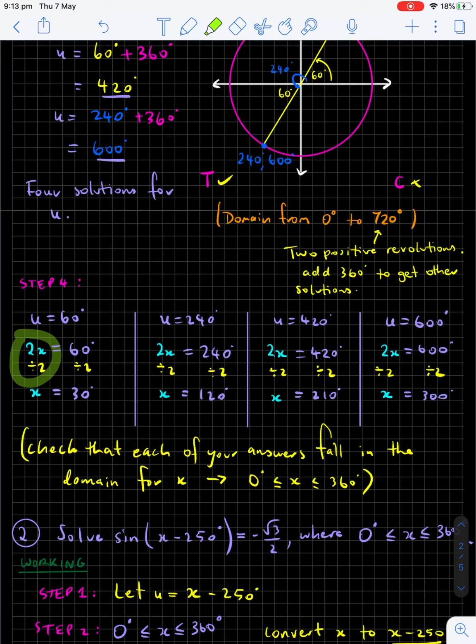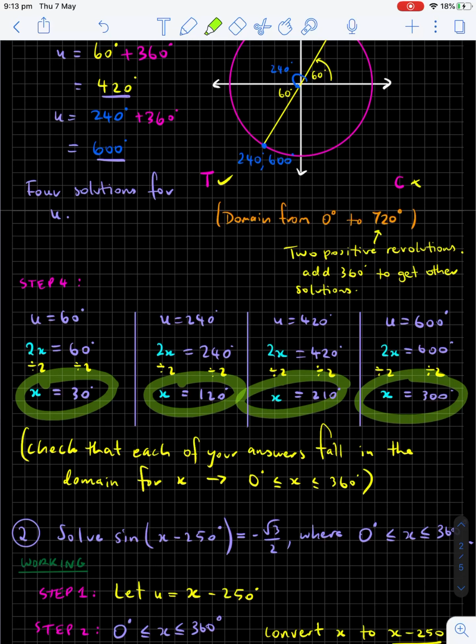So divide by 2, we get that x is 30 here. Divide by 2 here, we get that x is 120. Here we get x is 210, and here we get x is 300. So these are our solutions for x. We eventually want to end up going back to x.